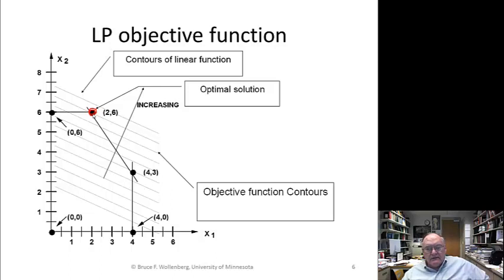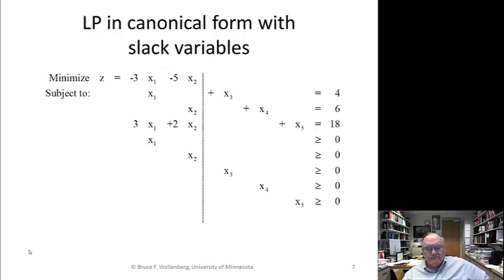Now, this is where we want to get to. We're going to start things off down here, as you're going to see in a minute. We're going to always start at the origin. So what we do is we put this in what the mathematicians like to call canonical form, and what we're doing is we're adding more variables. These variables over here are called slack variables.